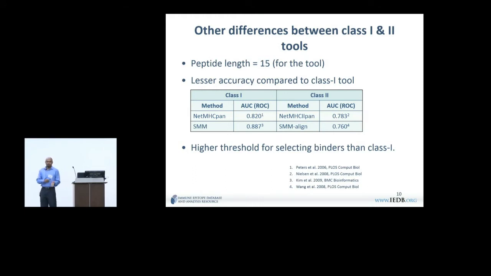And another difference between the class 2 tool and the class 1 tool is that in the case of class 1, you can do the prediction for different peptide lengths, for example, from 8 to 14. But in the case of class 2, the peptide length is fixed at 15. That doesn't mean that the MHC class 2 molecule can bind only 15-mers. No. That's the peptide length that's fixed just for the tool. It's not a feature of the molecule, but of the tool. I will explain why that's fixed like that later.